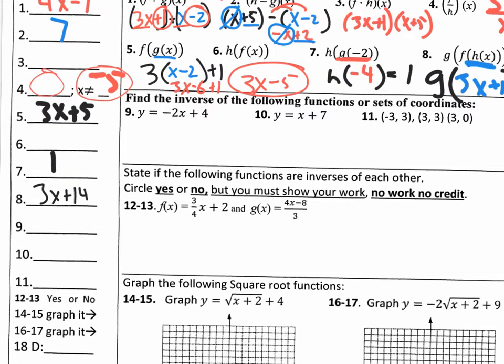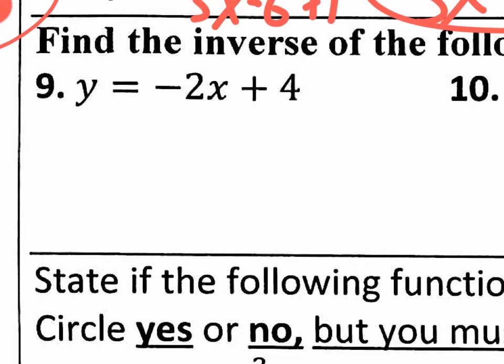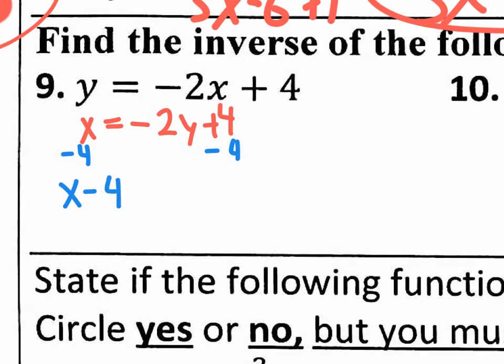Moving on to number 9, finding the inverse. So to find the inverse of number 9, you have to switch x and y, and then solve for y. So the first thing to solve for y would be to subtract 4. Subtract 4. You're going to have x minus 4 equals negative 2y.